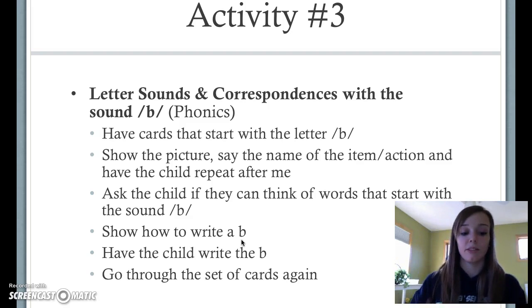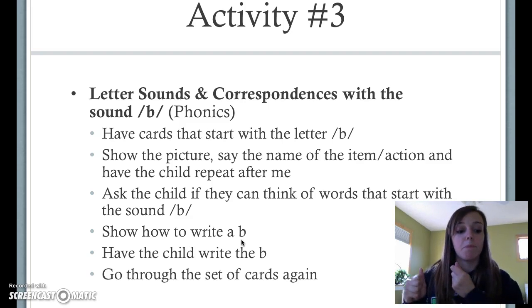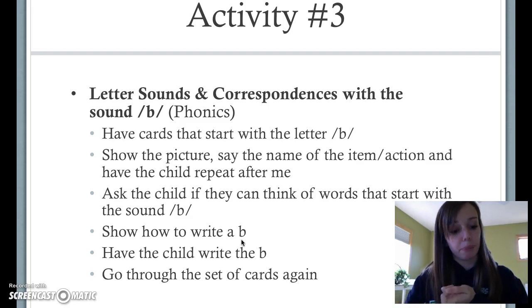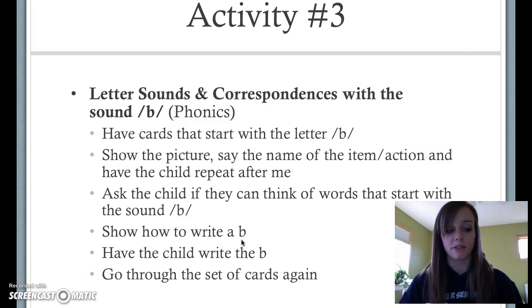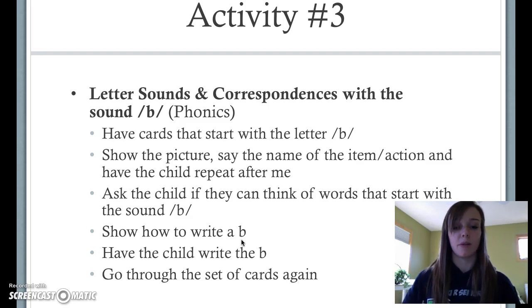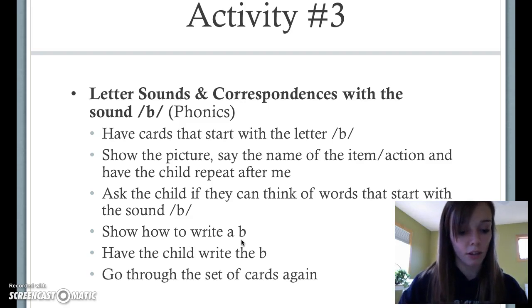Then we're going to go through the stack the second time, this time emphasizing the B sound, so it'd be book, ball, bird, bear, boat, banana, bake. And then the third time we would go through the stack, I would have the child say buh each time the card came up. So without the entire word, it was just the sound, so they understand the sound.